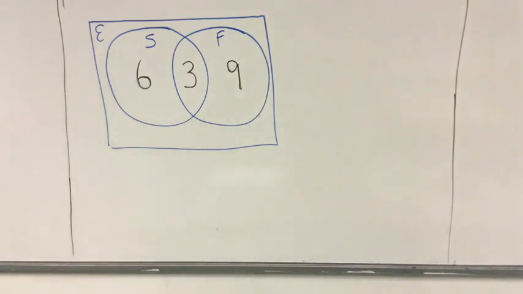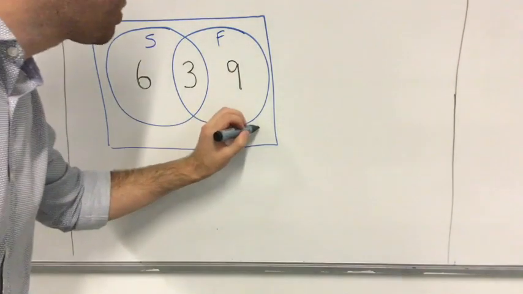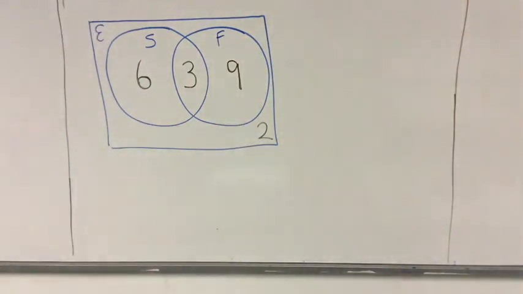Now, it can go anywhere on the outside, but traditionally we put it in the bottom right corner. So as long as you put a 2 on the outside somewhere, that's fine, but normally it goes in the bottom right corner. All right, that's your Venn diagram.